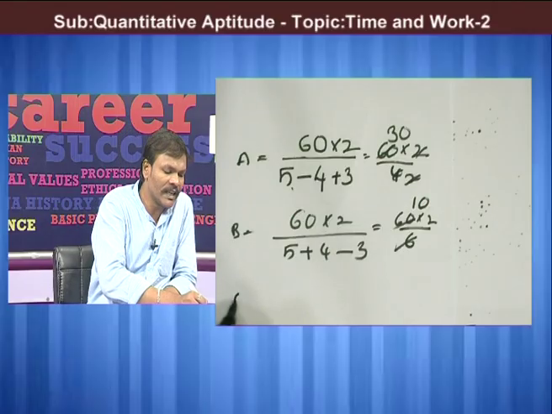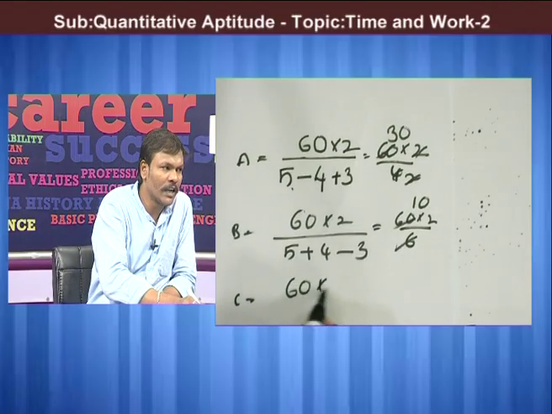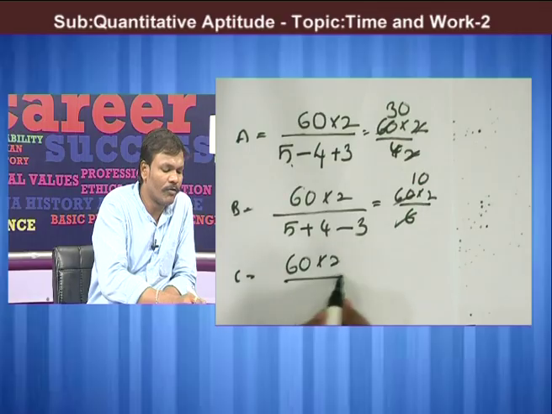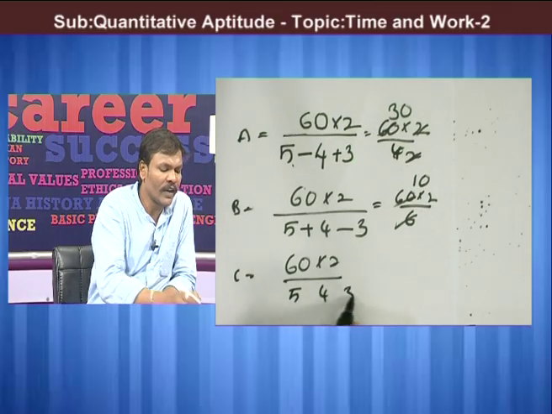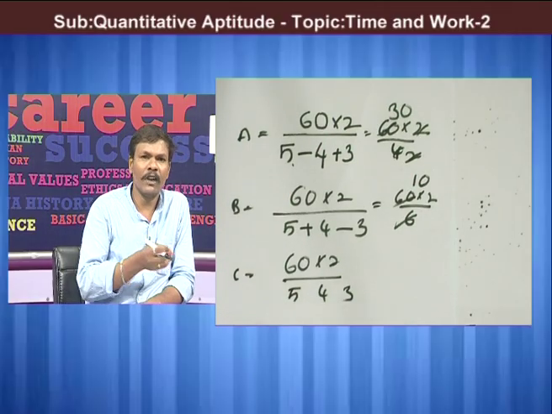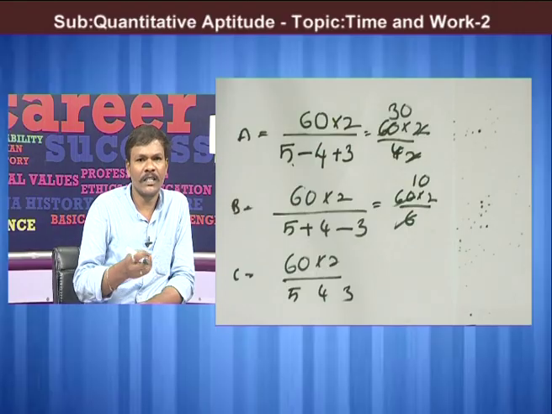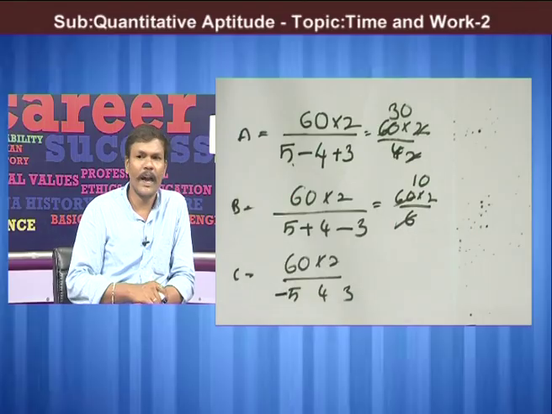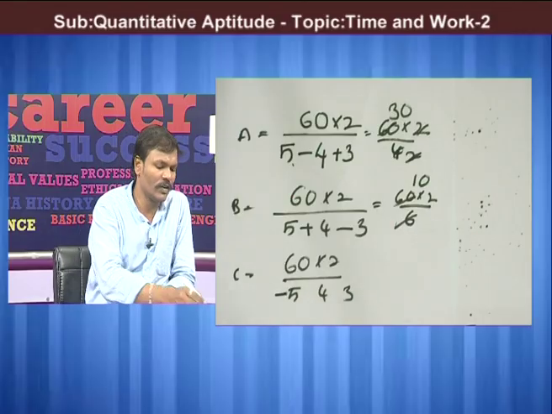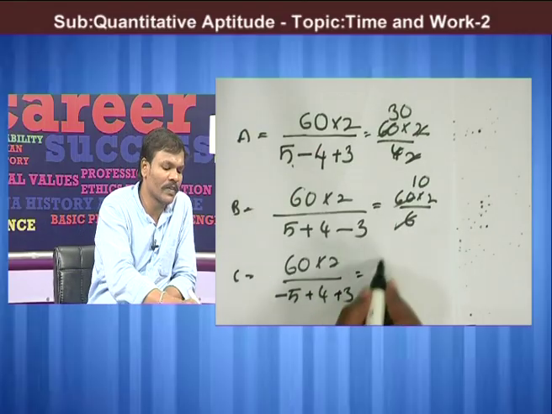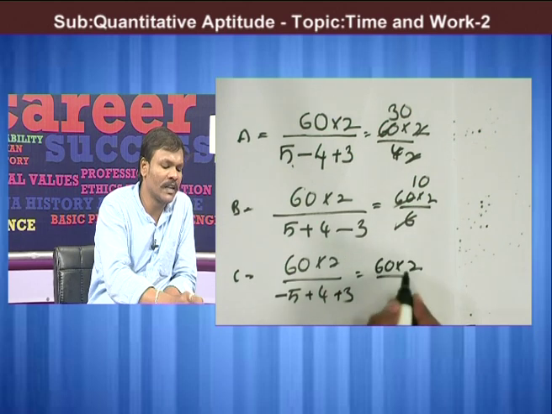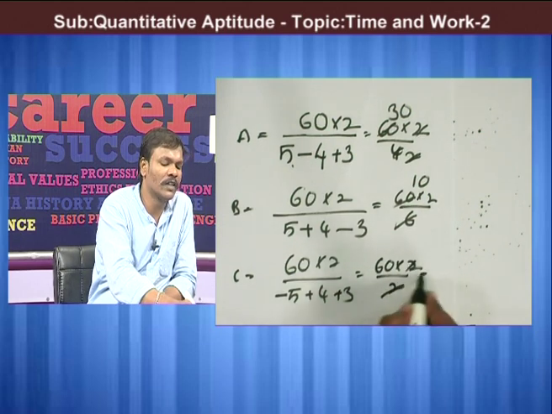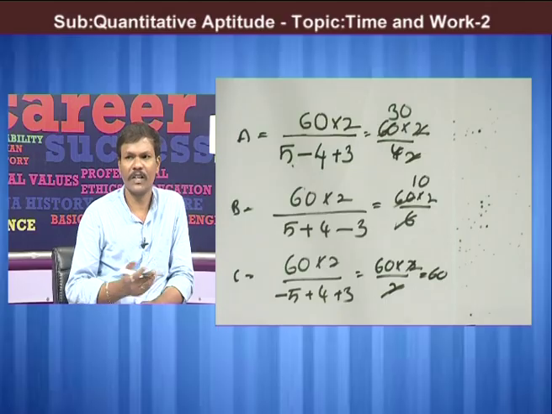Next one, C. Same as 60 into 2, that is 5, 4, 3. Where we have the C, the values are positive, where we do not have the C, those values will be negative. A and B, there is only A and B, no C, so that will be negative, remaining all are positive, that is 60 into 2 by 7 minus 5, 2, the value is 60 days, simple.